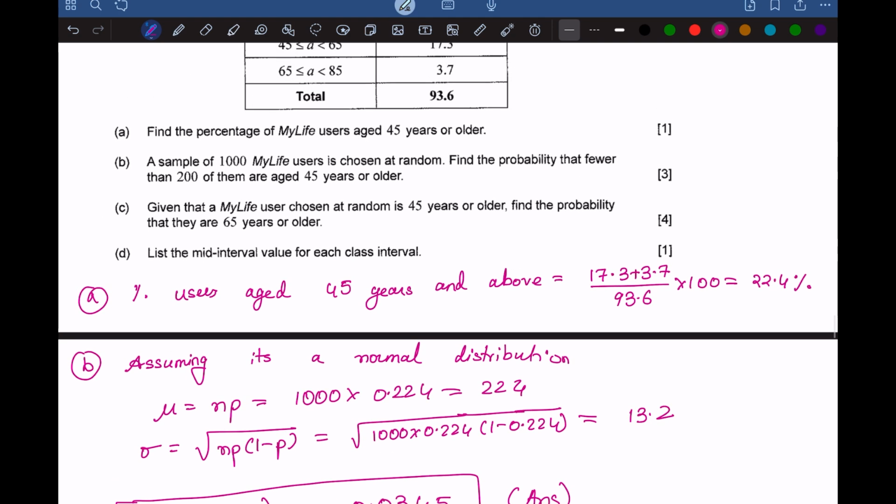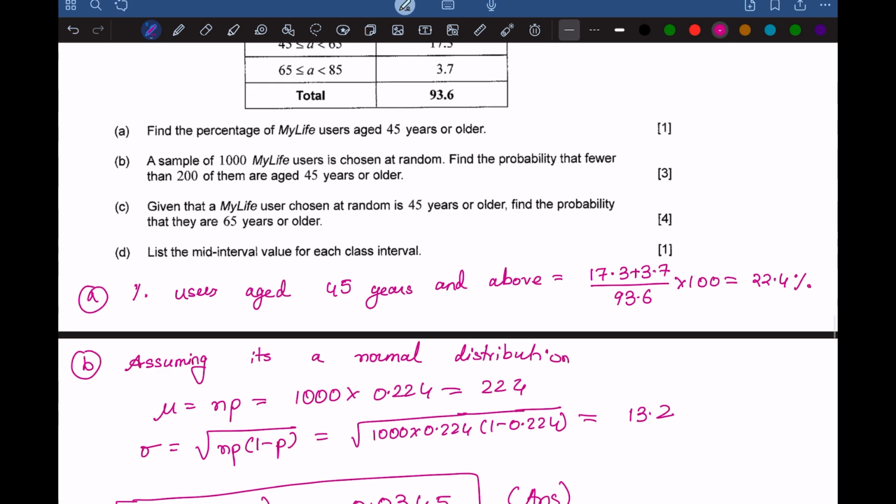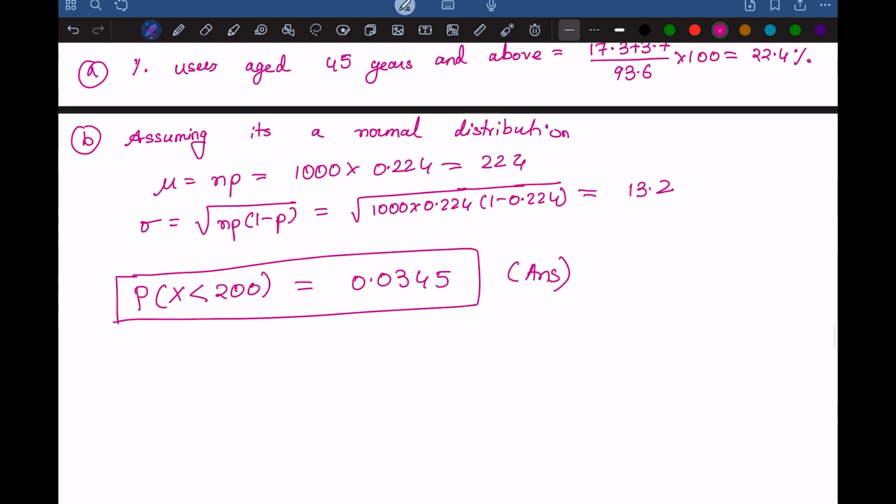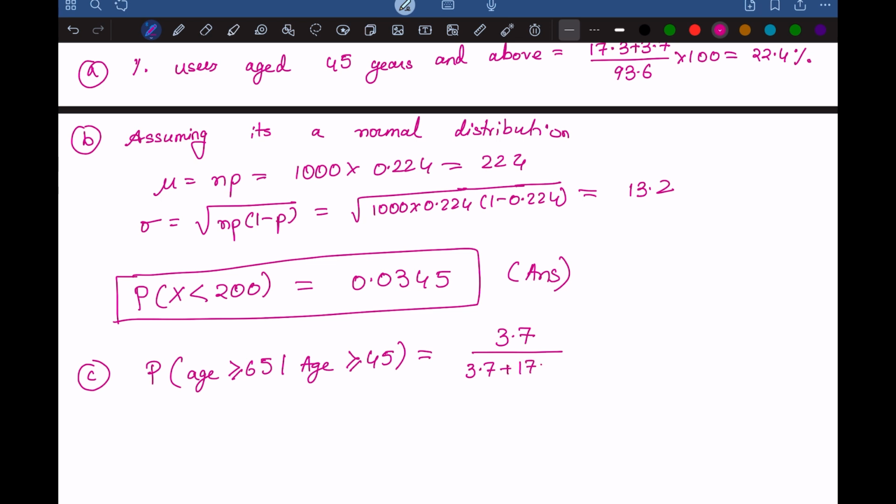Given a MyLife user is chosen at random at 45 years or older, find the probability that they are 65 years or older. For this we can just use the conditional probability that age is greater than or equal to 65, given that the age is already greater than or equal to 45. The number of people aged above 65 is 3.7, and the total number here is 3.7 plus 17.3, the total number of people aged above 45. So this will give me 0.176, which is the answer to part C.